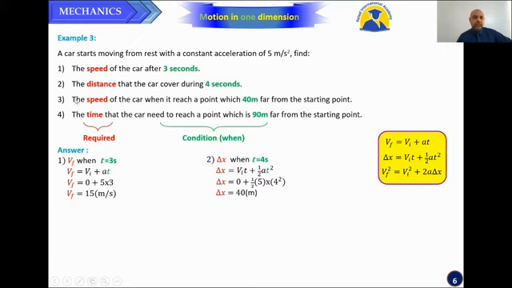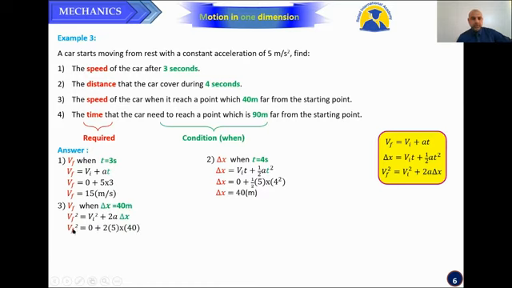For the third part, the speed of the car when it reaches a point which is 40 meters far from the starting point. So we need to find the speed of the car. So we need to find V final when the distance is 40 meters. For the formula that has V final and x: this one has V final, no x, this one has x, no V final, this one has V final and x. So we use the third formula, V final squared equals V initial squared plus 2ax.